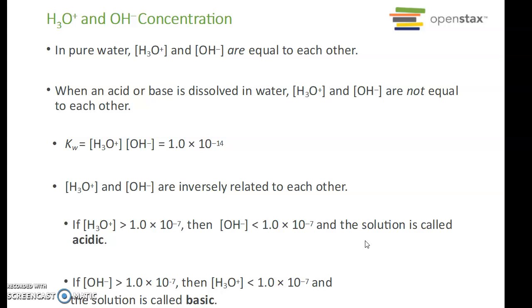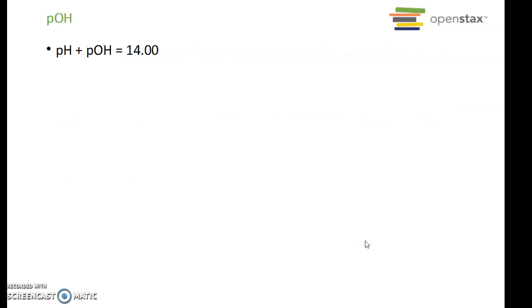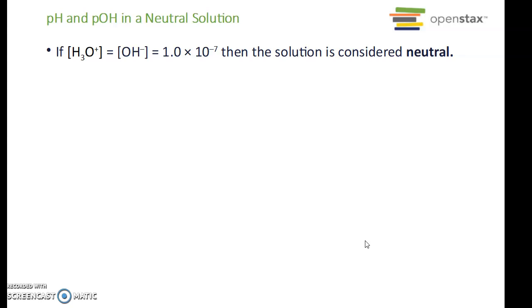And the solution is called acidic. Likewise, if the OH is greater than 1.0 times 10 to the minus 7th, the solution is called basic. Now, working with those exponentials is sometimes a little difficult, and so what people have done is they've developed what they call a pH scale. That's a small p with a capital H. And the acidity is based upon the logarithm of that concentration. So that the pH and pOH are going to equal 14. And likewise, the pH of a neutral solution is 7.